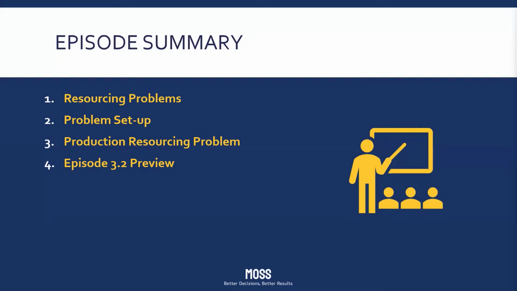In part 3, I want to transform this simple mixing problem into a resourcing problem by integrating some mixing processes and equipment. I will walk through the updates needed in the problem description and the necessary changes to the data. And finally, I will walk through how to solve this problem in Python and Pulp. And I'll conclude the episode with talking a little bit about what you can expect in episode 3.2.